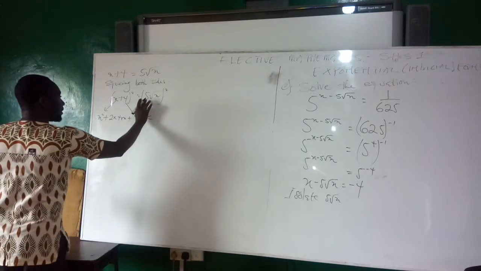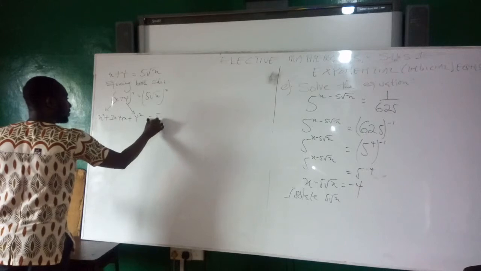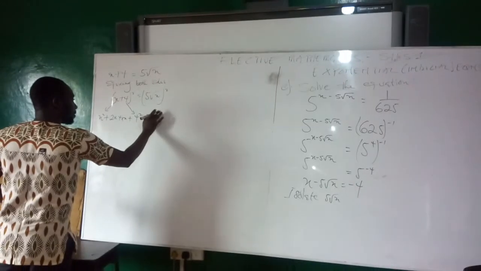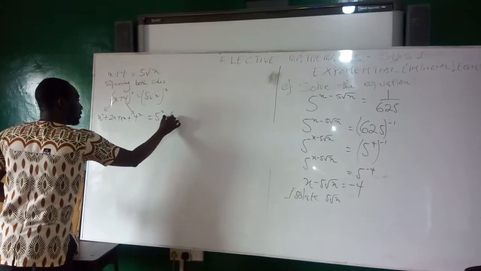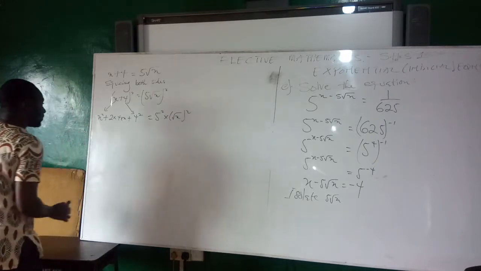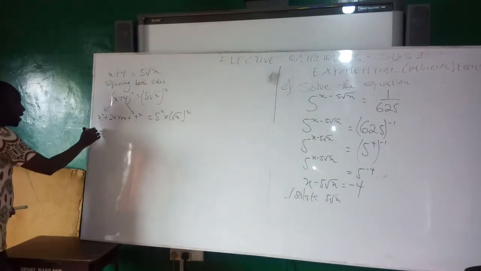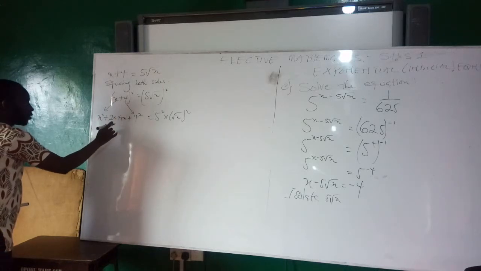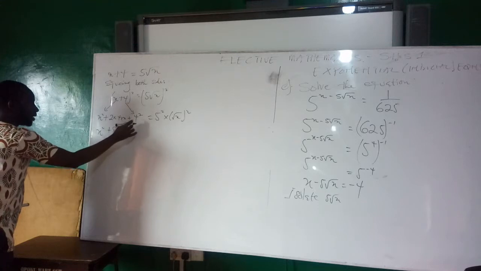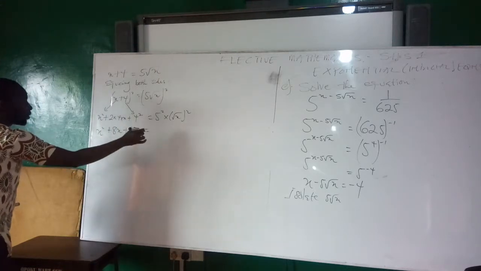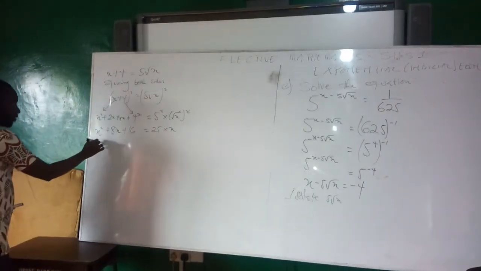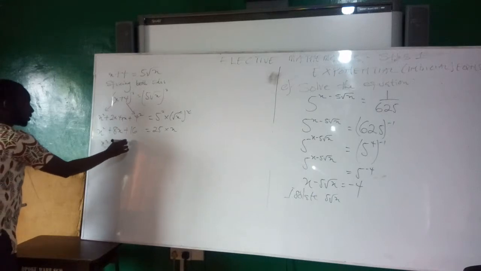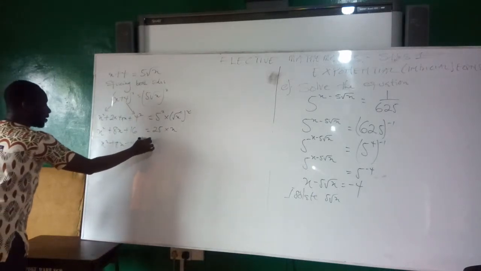Now this is also the same as 5 squared times root x all squared. So simplifying this, we have x squared plus 2 times 4, which will give us 8x, plus 16. Now this will give us 5 squared is 25 times this, that cancels out. Then we have x here. So we have x squared plus 8x plus 16 equals 25x.